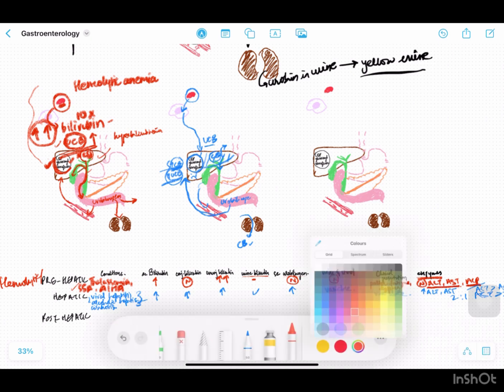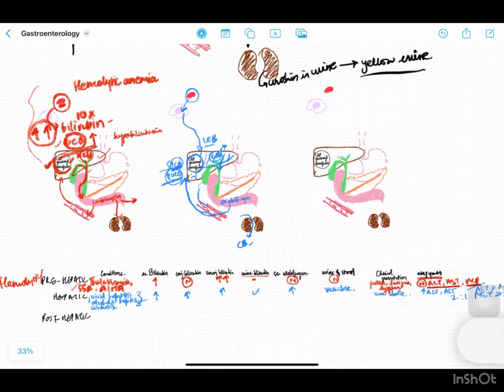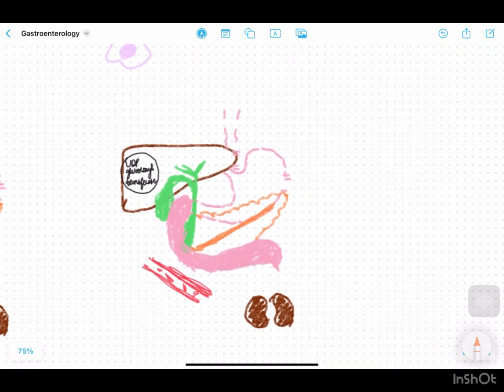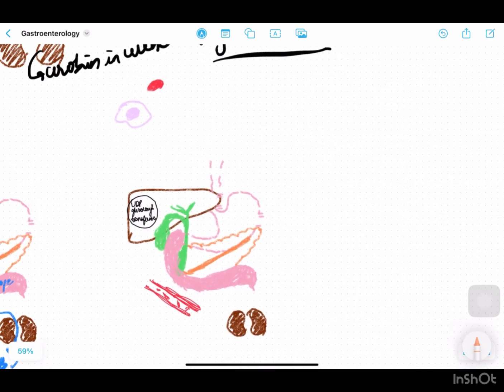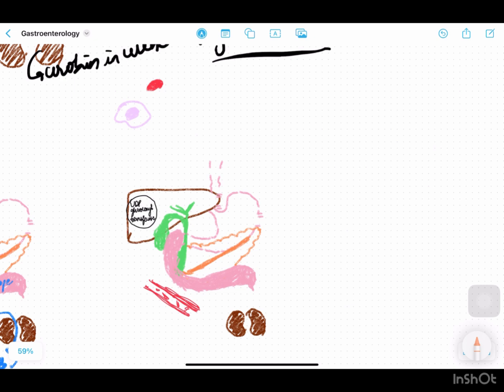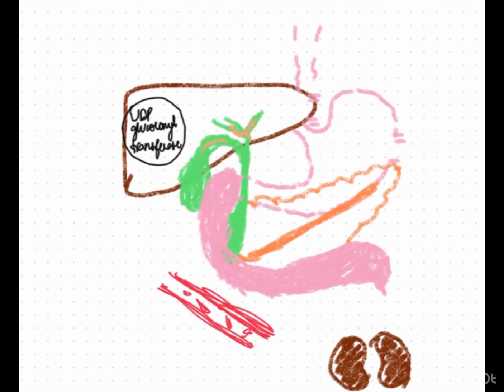Let us go to posthepatic jaundice. Posthepatic jaundice means there is some issue after the liver. So where is our conjugated bile going after the liver? It's going to the gallbladder, right? So the gallbladder, these are the right and left hepatic ducts forming the common hepatic duct, joining the cystic duct, forming the common bile duct. Both of them going along with the pancreatic duct into the intestine through the ampulla of Vater.